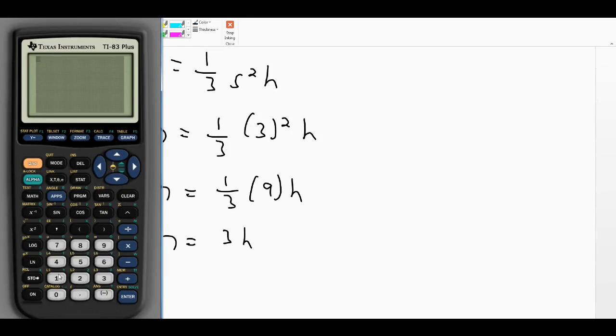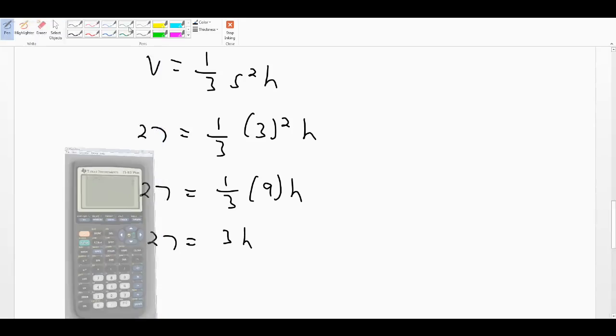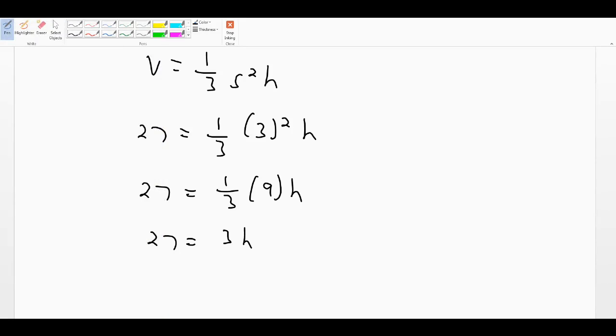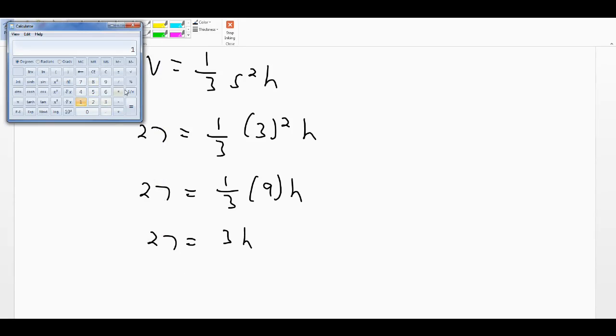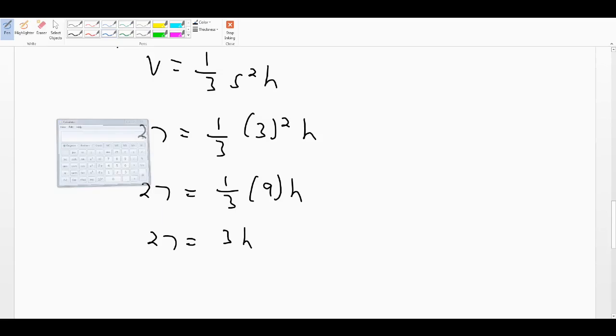you can take out your calculator and type in 1 divided by 3 times 9. You can do that. Or if you have a scientific calculator, it works the same way. You just 1 divided by 3, get that decimal, times it by 9, and you still get 3.